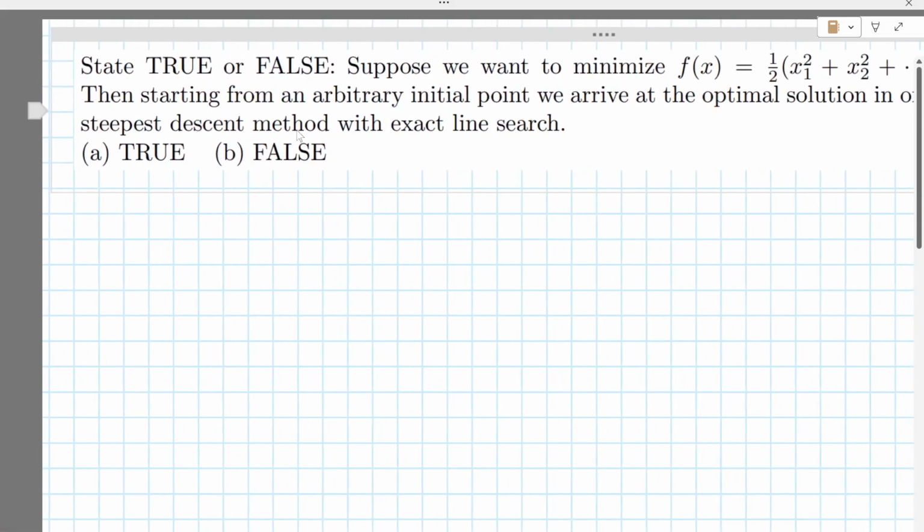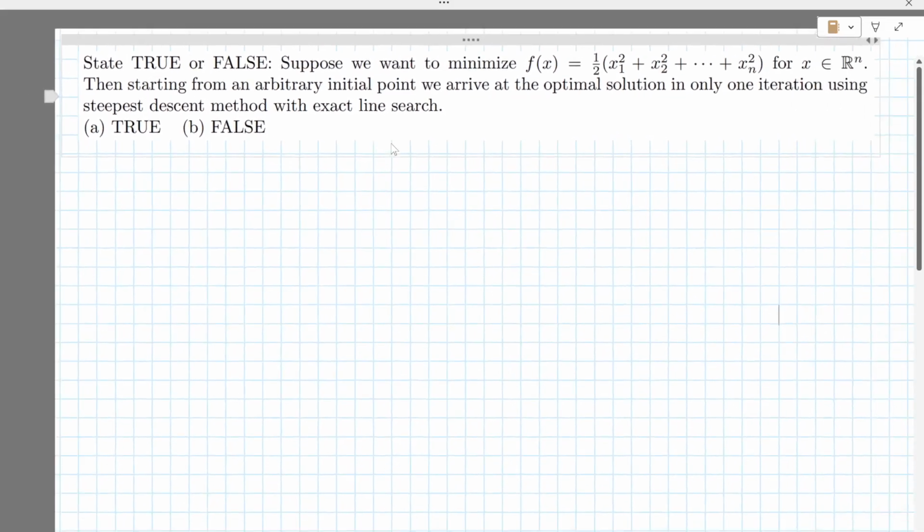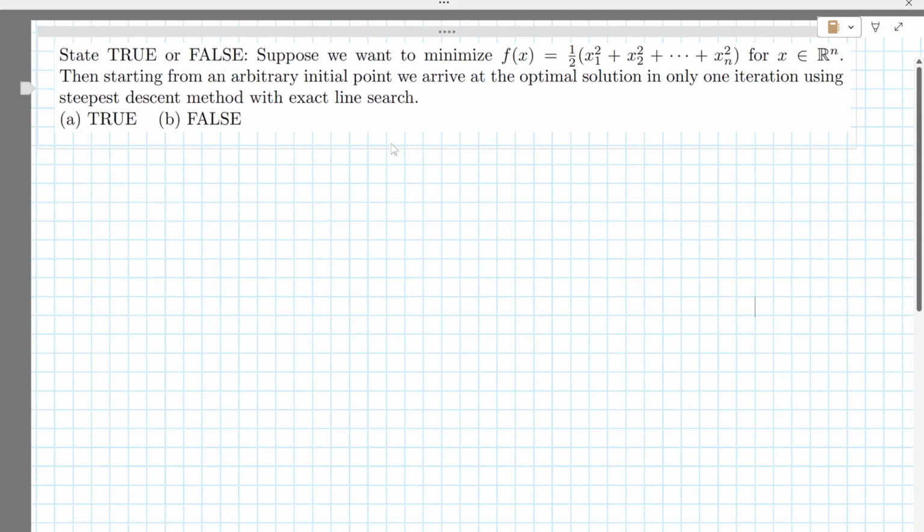Here we had only two variables. If we have n variables, then we can take, suppose we want to minimize this function, starting from again, we arrive at it in only one iteration using the Newton method with exact line search.